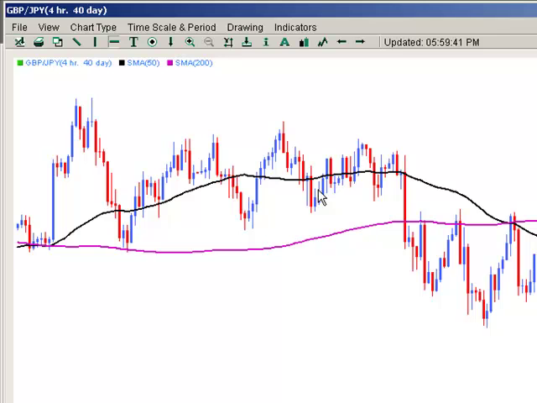Here's pound yen. Here's probably the ideal situation, I would say, when you've got the cross and the pair rallies back up and collides with both moving averages. I think that offers you your greatest risk reward scenario. Will you get that every time?